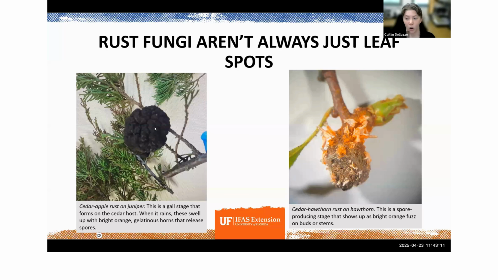So just be aware. And now that I'm thinking about it, I wish I added a picture of what it looks like when it germinates. It will have orange horns come out that exude the spores. So this is more of a dormant stage. So yeah, rust can look very different, but most of the time it's going to be these orange spores.